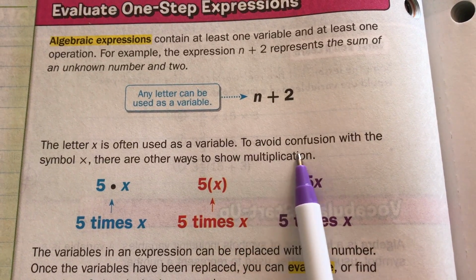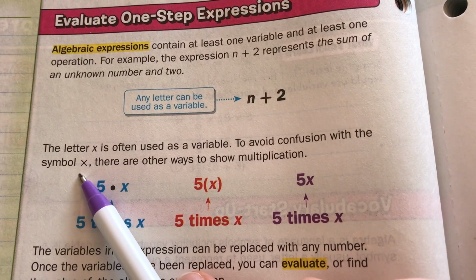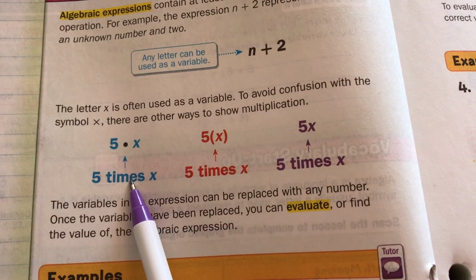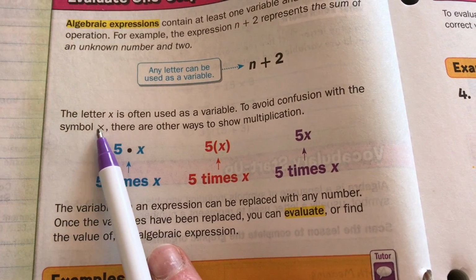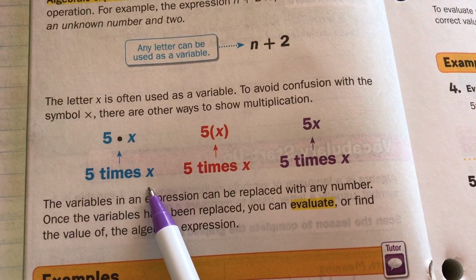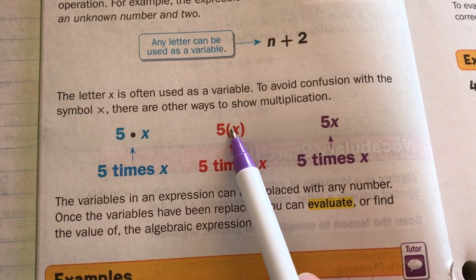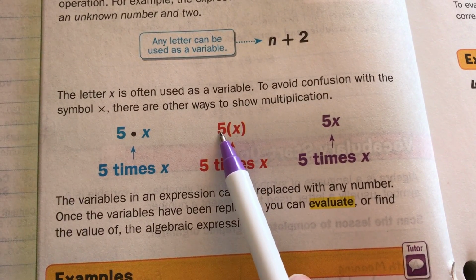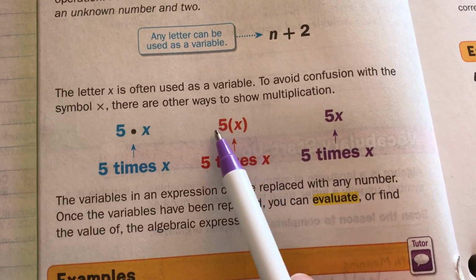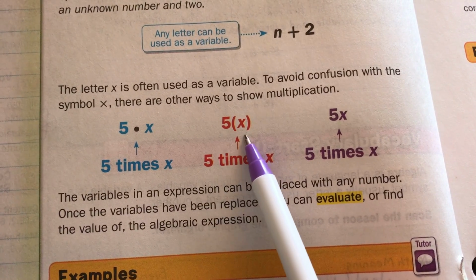And it says, to avoid confusion with the symbol X for multiplication, there are other ways that we show multiplication. So here are 3 other ways. We change the X in the multiplication symbol to a dot. So this means 5 times X. Or we put the variable in parentheses and we put the 5 right next to the parentheses, and when they're right next to each other, it means that you multiply. So this means 5 times X.